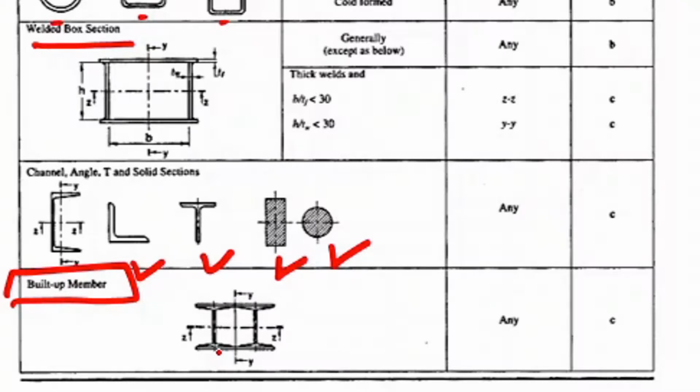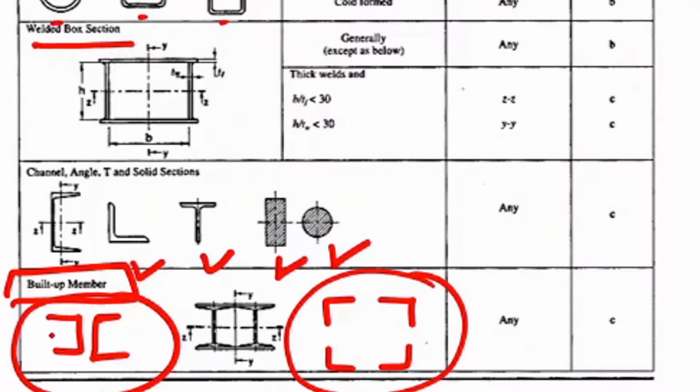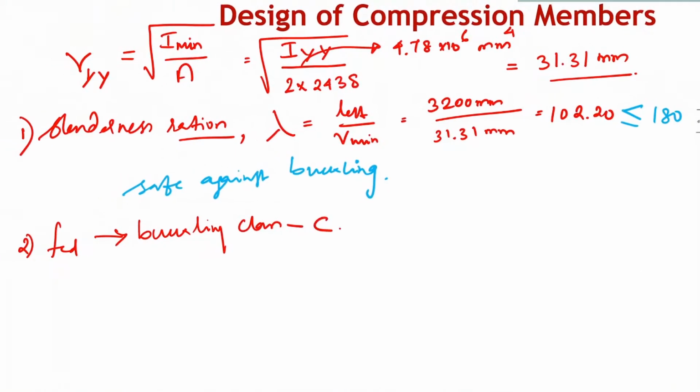This built-up member can be either I sections together, or even angles connected back to back, or even 4 angles connected like this. We'll discuss this in the next video class on design of compression members. As of now, since our section is a built-up section, whatever the axis, the buckling class is C. So the buckling class is C.